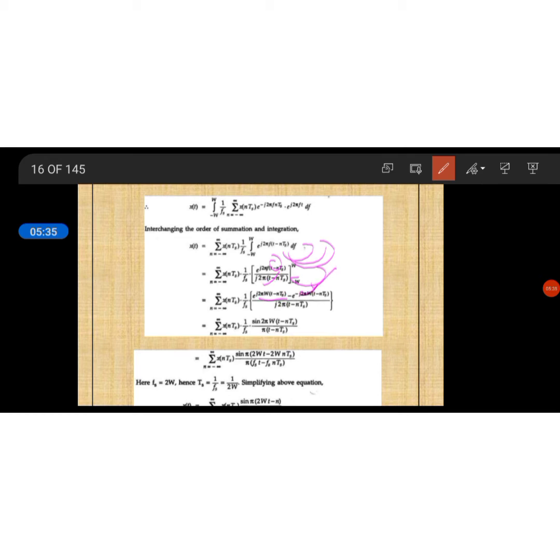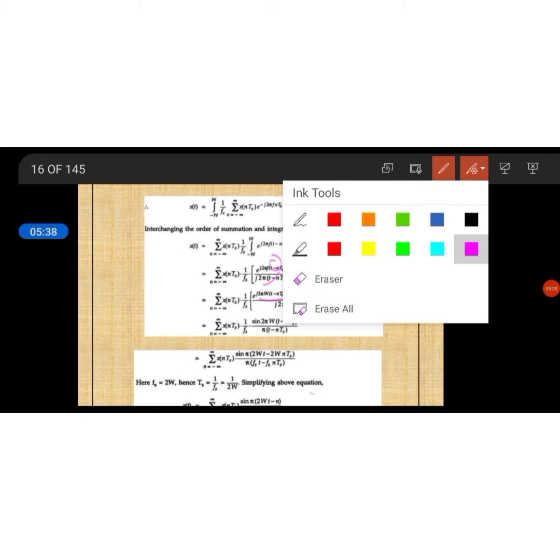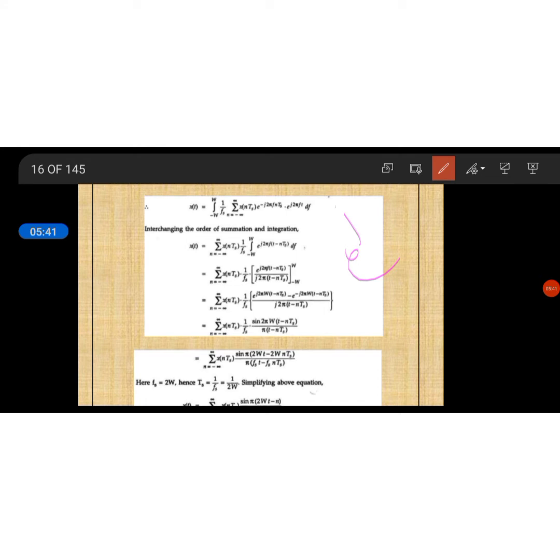So minus omega gives e power minus j. We know that according to the trigonometric identity, e power j theta minus e power minus j theta divided by 2j is equal to sine theta. So according to this, it can be represented as sine of 2 pi omega (t minus n Ts), and after the 2j, the pi will be there.